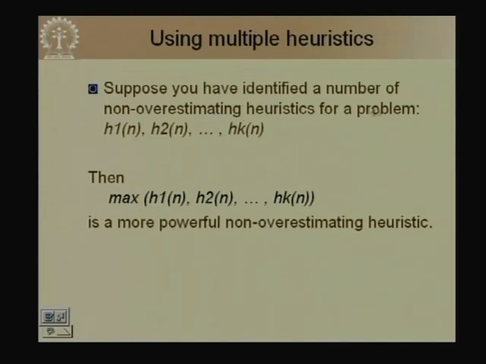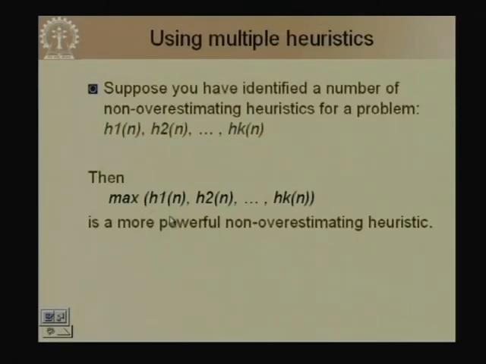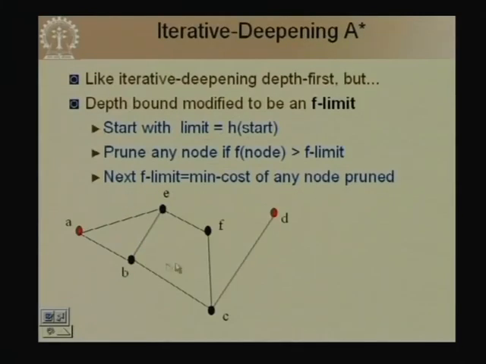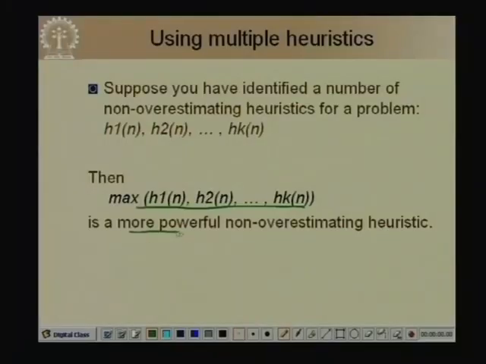Suppose we have identified a number of underestimating heuristics for a problem. There are h1(n), h2(n), hk(n) and so on. So, we can combine these multiple heuristic functions by taking the maximum of h1, h2 and hk. We can find the values of h1, h2, hk at that node, and since all of them are underestimates, we can take that value which is maximum, and this happens to be a more powerful non-overestimating heuristic.